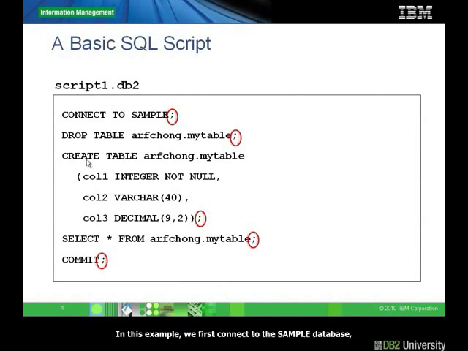In this example, we first connect to the sample database. Then we drop the table myTable. We create it again. These are the columns of that table. We select all the records from the table. At the end, we issue a commit statement.